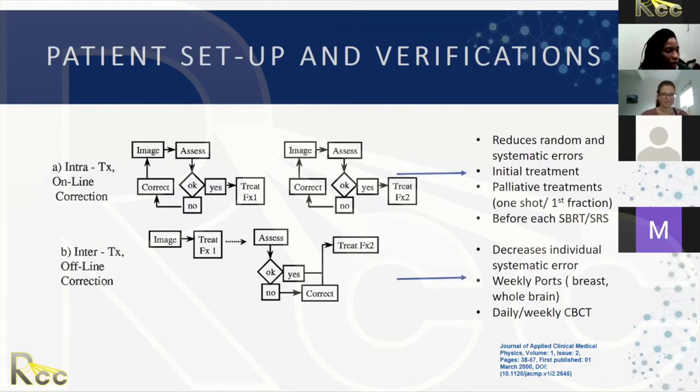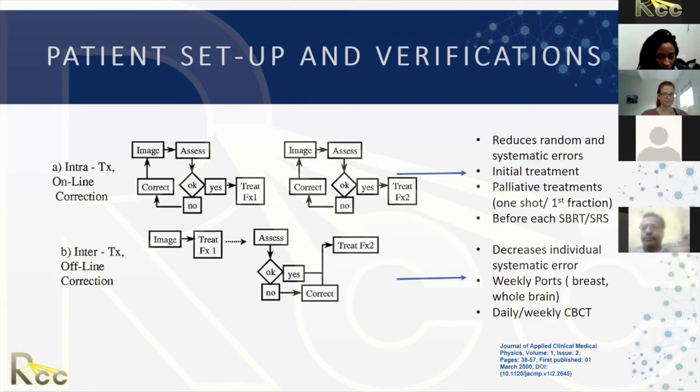Prior to treating the patient, so this is online correction, you image, you assess the image. If you're okay with it, then you're ready to treat. If you're not okay with it, you make some corrections, and then you re-image, assess, and treat. And you do this prior to every fraction. This online correction essentially reduces your random and systematic errors.